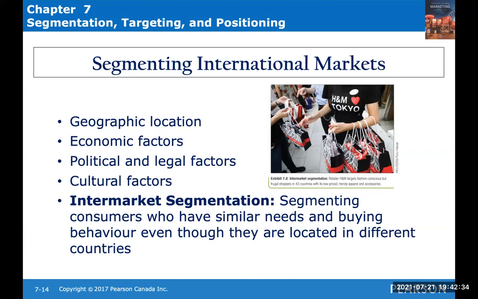And intermarket segmentation, and this is actually very good, and this is what MNCs like KFC, Burger King, Popeyes do. It says segmenting consumers who have similar needs and buying behavior, even though they are located in different countries. People love fast food. Wherever people are in the world, they love fast food. Because one, people are very busy and on the go. They can't bother with the work.